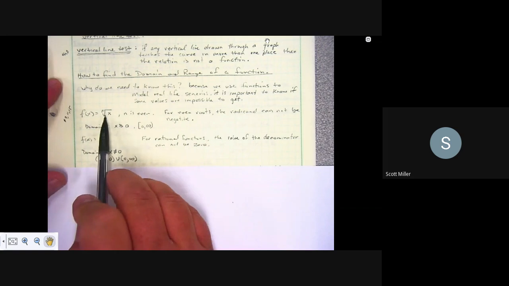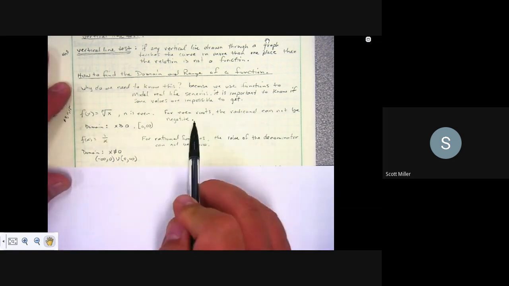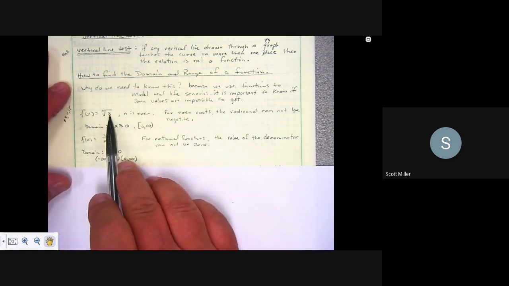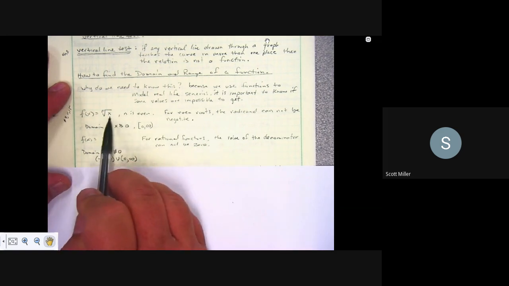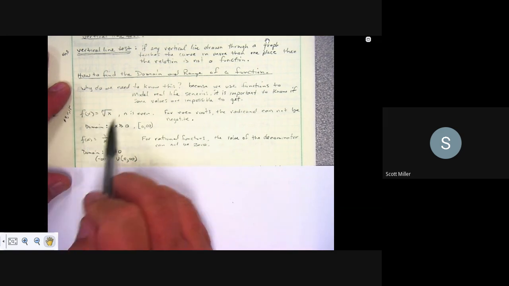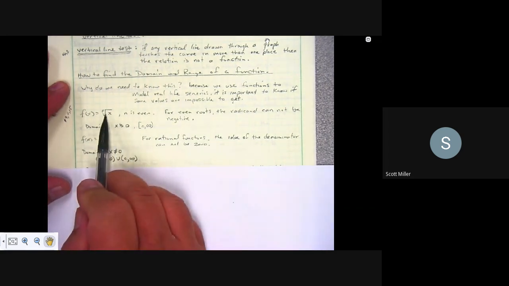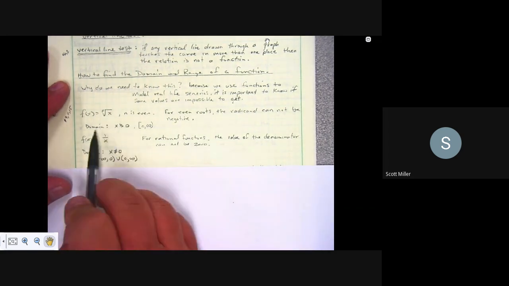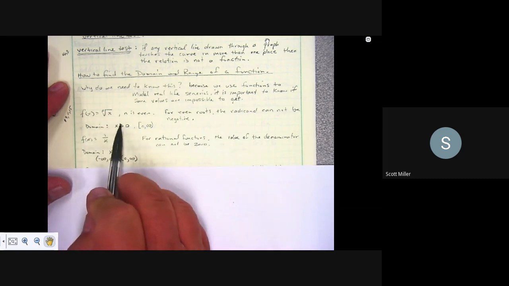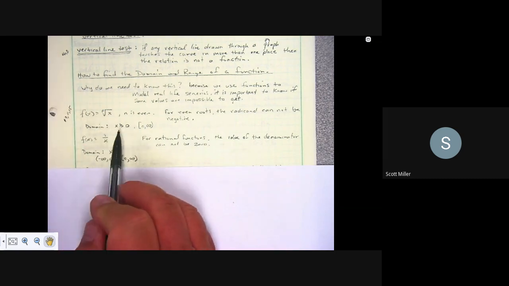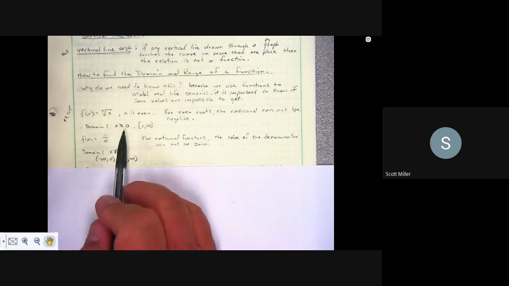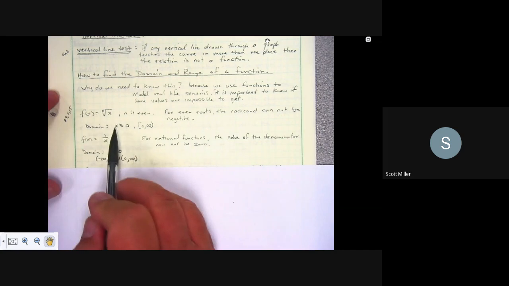Because for every even root, okay, this number underneath cannot be negative. The radicand, that's the number underneath. Okay, everything that's underneath, that's the radicand. That value can never be negative for an even root, okay, in the real world. So the domain of this function, and I've written it 2 different ways. The domain is all the x's have to be greater than or equal to 0. In other words, it can't be negative. It can be 0, it can be positive, but it can't be negative. And that's how you can say it this way.